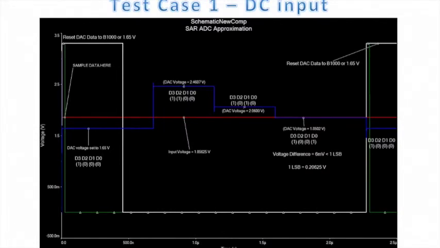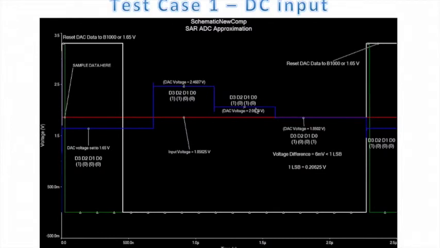And we had the simulation run, and as you can see, the blue line, which is the DAC voltage, is originally set to 1.65, and the reset is active. Once the reset goes down, the data has been sampled before, and at that voltage, it's set to 1.65. The DAC then understands that the input voltage is higher than the DAC voltage, and as a result compensates by setting the second bit of the DAC to 1 volt, which causes the DAC voltage to change to 2.4607.